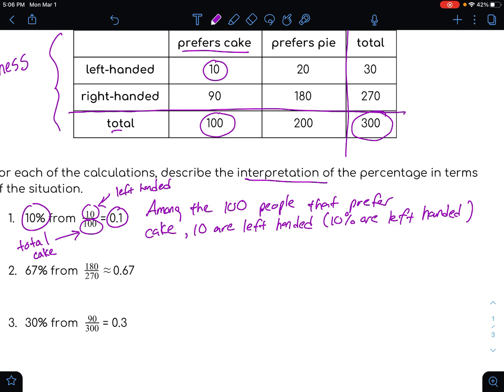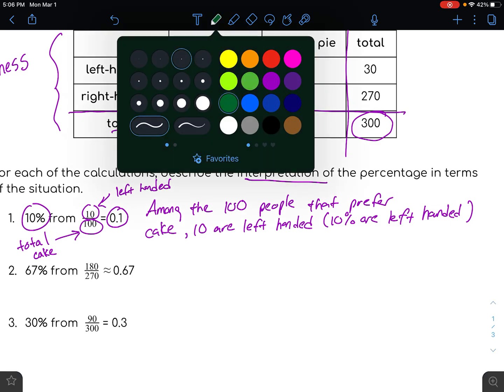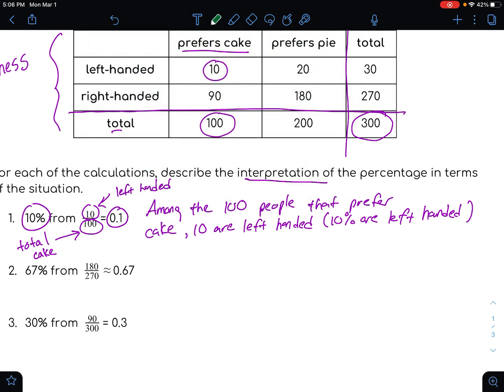Okay? So that's kind of what we're going after here. So now let's look at the next one. Let's switch colors. 67% from 180 out of 270 equals 0.67, 67 hundredths. So let's see if we can figure this out. So where does that 270, okay, so the 270 right now is the total for the right-handed row. So total right-handed. And then the 180 is the number of people that prefer pie in that group.